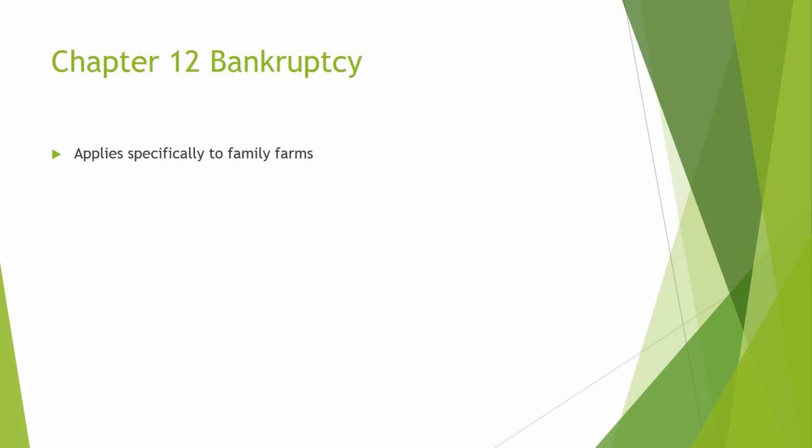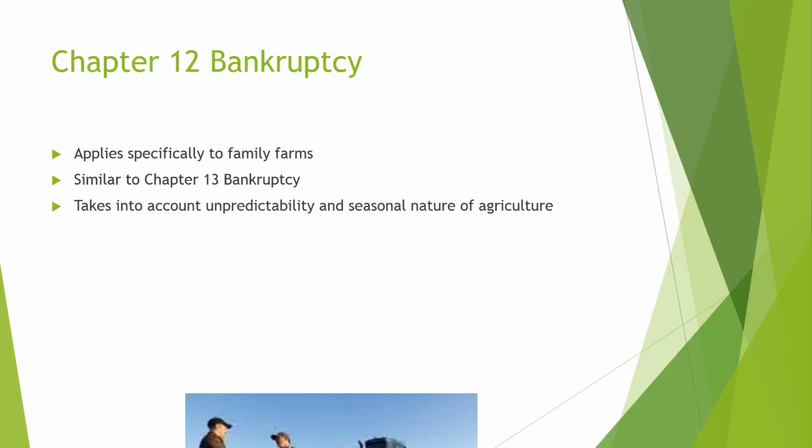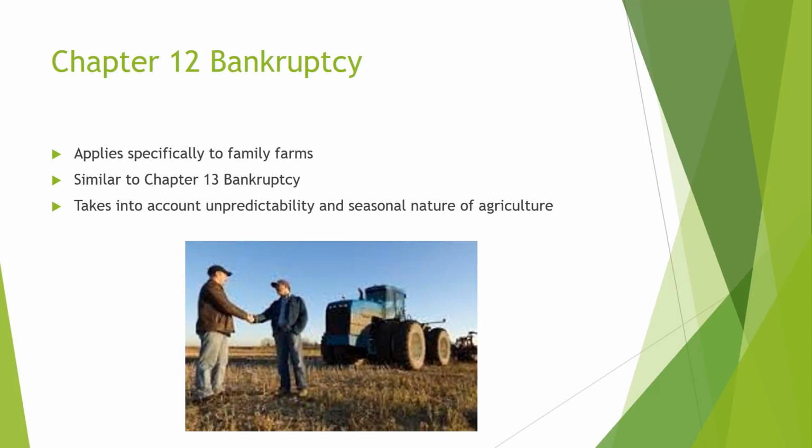Chapter 12 bankruptcy. This really is very similar to the Chapter 13 bankruptcy. What the main difference is, this applies specifically to family farms. Really, it's taking into account the unpredictability of the farming business and the seasonal nature of it. It's designed to let farmers have some leeway in keeping their financial flexibility so they can reorganize debt in the case of a drought or in the case of something bad happening on the farm. It will allow them to keep their farm and keep their livelihood for the future.